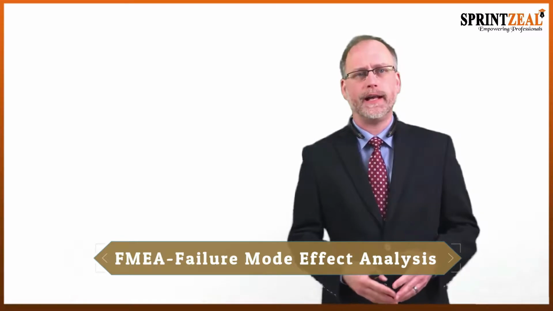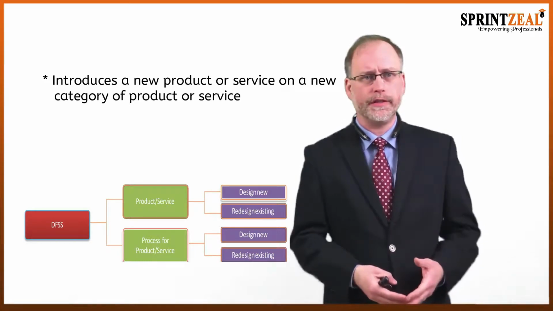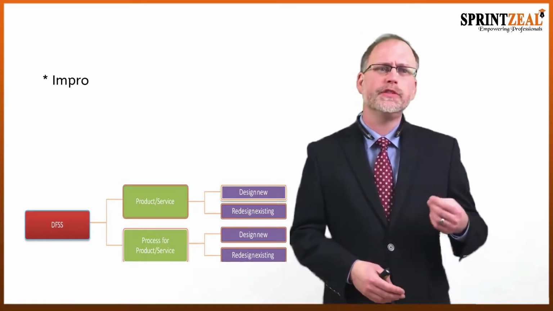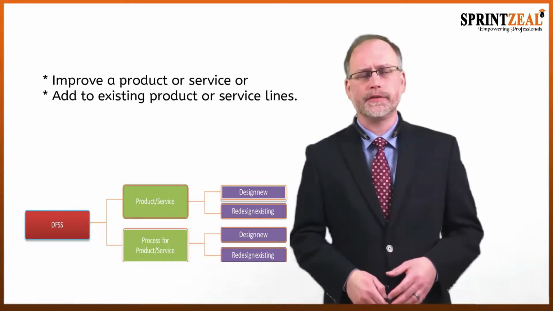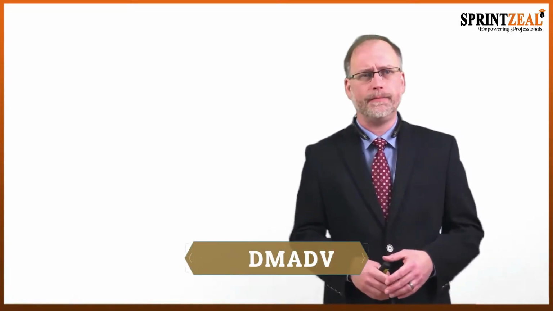Failure Mode Effect Analysis. Now, Design for Six Sigma is used to introduce a new product or service or a category of product or services. It's used to improve a product or service or to add to an existing product or service line. Now, there are two major processes for Design for Six Sigma. The first one is IDOV and the second one is DMADV.